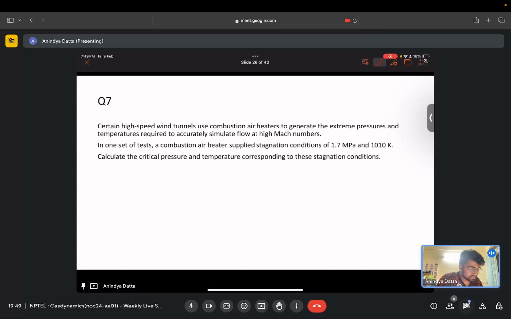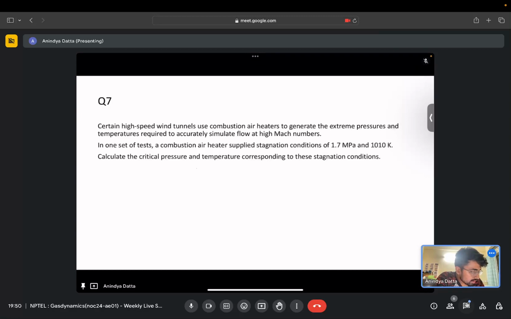The first problem: certain high speed wind tunnel experiments use combustion air heaters to generate the extreme pressures and temperatures required to accurately simulate high Mach numbers. These are just general info. In one of the tests, a combustion air heater supplies stagnation conditions of 1.7 megapascal and 1010 Kelvin. So P0 is 1.7 megapascal and T0 is 1010 Kelvin. We have to find the critical temperature and critical pressure corresponding to the stagnation conditions.